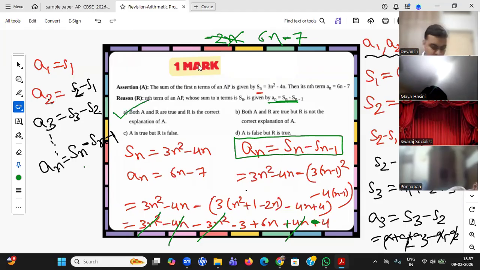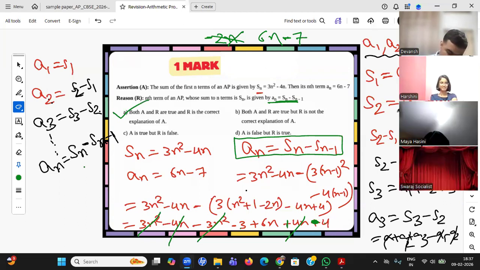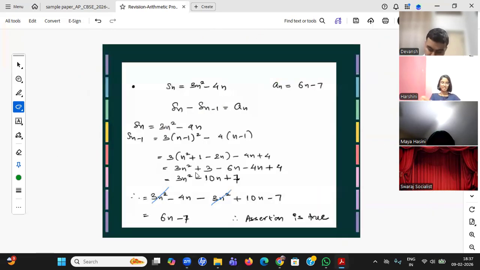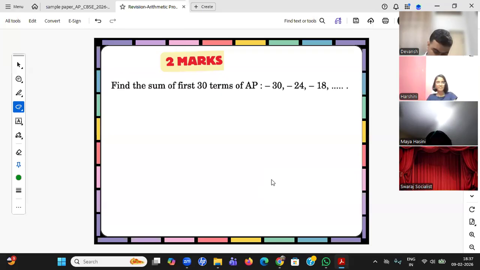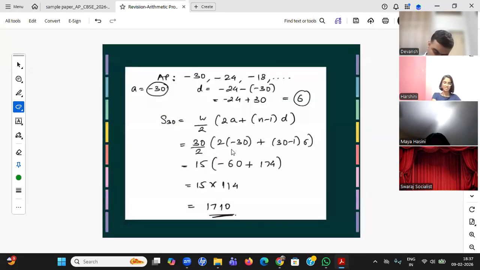Ponnappa, did you understand? Yes, sir. Shrugal, understood? Yes, sir. Ananya Amulya, right answer. Sum of 30 terms, you can do it, student. Only one formula. First 30 terms. If there is only one formula, you can do it.